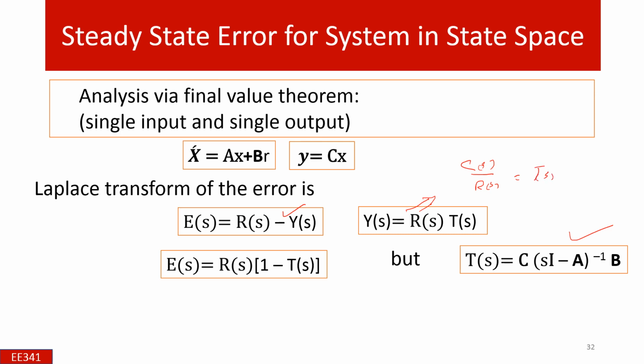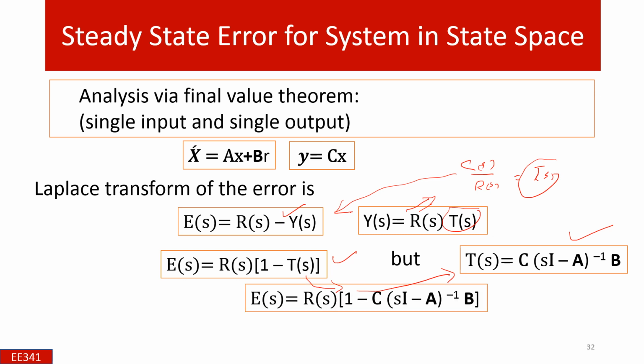So C of S, if we substitute here, then we have these relations, and this is the closed loop transfer function. If we use this closed loop transfer function directly, then we can't find the error signal by using this relation. So this is the way to find the error signal, and if the error signal is given, then we can apply the final value theorem and find the steady state error.